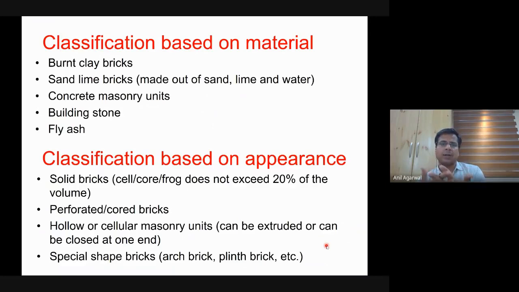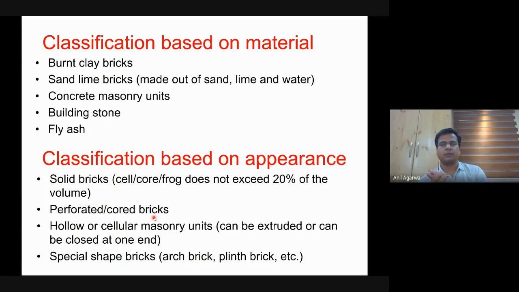Based on appearance and shape, you can call them solid bricks. A brick can be a solid brick if it is completely solid, or otherwise it has to have the cores or cells. They should not be more than 20% of the total volume. If they are more than 20% of the total volume, then they are not solid bricks. Then they come into the perforated or cored brick category. That is the second category.